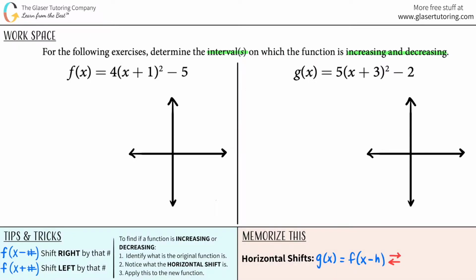Okay, so I wrote little tips and tricks down here at the bottom that make it much easier for you guys. To find if a function is increasing or decreasing, the first thing that you have to figure out is what the original function is. Now, there's tons of functions out there, guys, right? But there's only a couple of them that you should have in your back pocket at all times, okay? So let's start on the one on the left-hand side, and let's try to figure out what this function originally was.